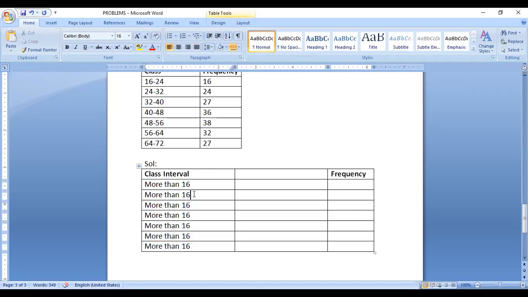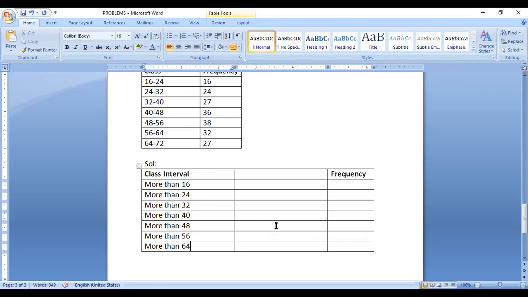First class is more than 16. Second class interval will be more than 24. Third class will be more than 32. Then fourth class will be more than 40. Fifth class is more than 48. All lower limits values I am taking consecutively. Next 56. The last class is from 64 to 72. So 64 I am taking.